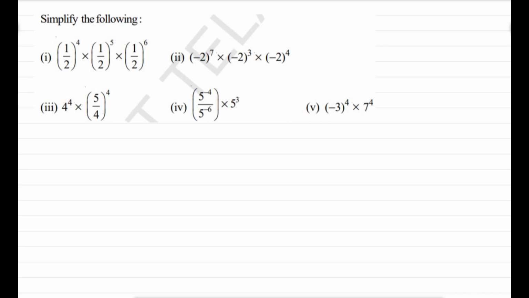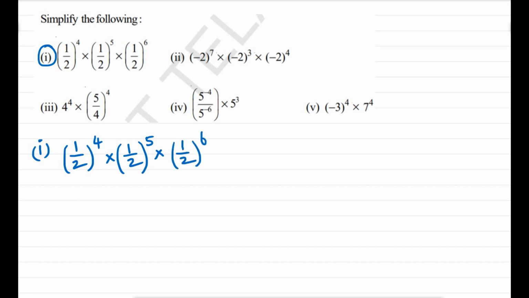This is the second section of your exercise. Let us simplify the following using laws of exponents. See the first one. The first one given is 1 by 2 whole power 4 times 1 by 2 whole power 5 into 1 by 2 whole power 6.